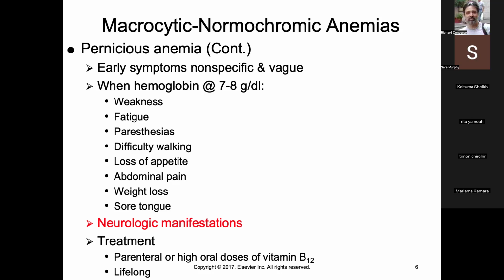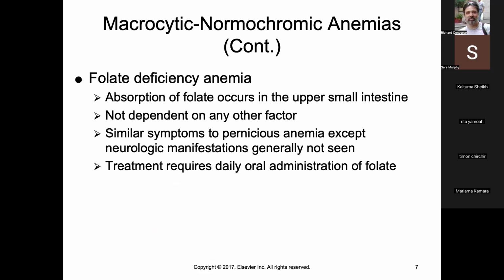Treatment is parenteral or high oral doses of B12, and this is a lifelong thing. This isn't something that we can cure, but that we can treat. Folate deficiency: the upper small intestine, the duodenum, and the jejunum are where most of that gets picked up. It's not dependent on any other factor. Similar symptoms to pernicious anemia, except there are no neurological manifestations. Treatment requires daily oral administration of folate. So basically, it's either a problem with you picking up the folate or ingesting the folate.